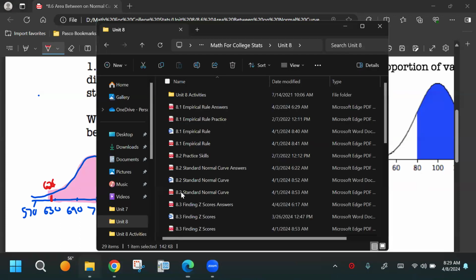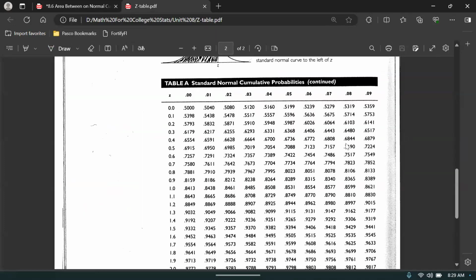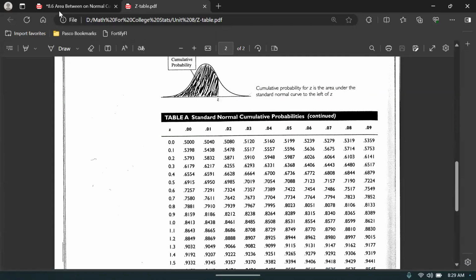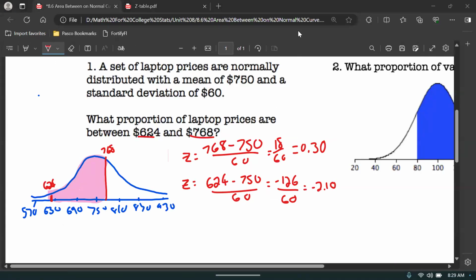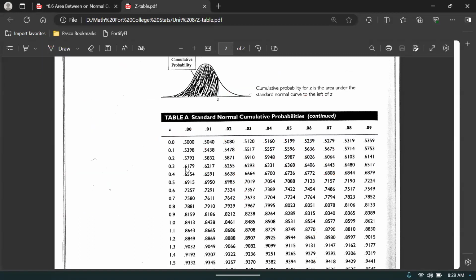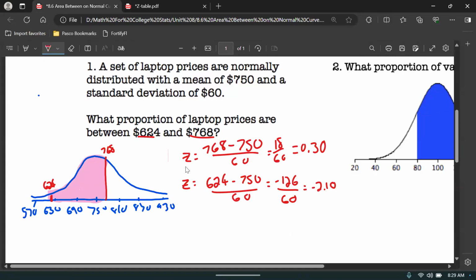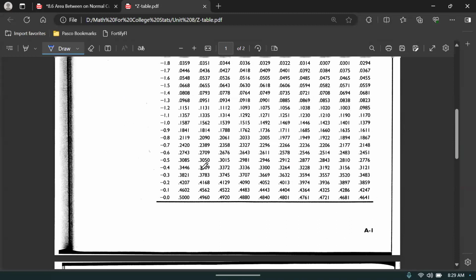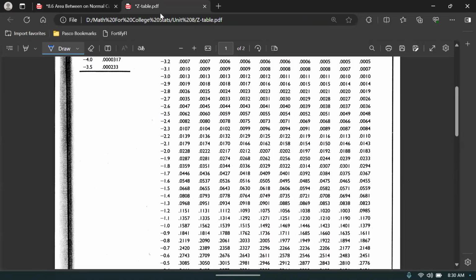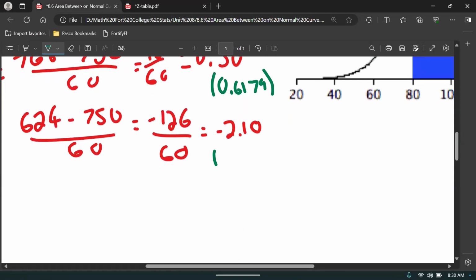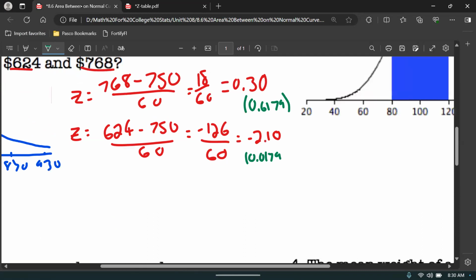We do want the z-score table real quick, so let's pull that up. So the z-score at 0.30 is this value right here, 0.6179. And then the one at negative 2.10, just double checking, yes, negative 2.10 right here, 0.0179.